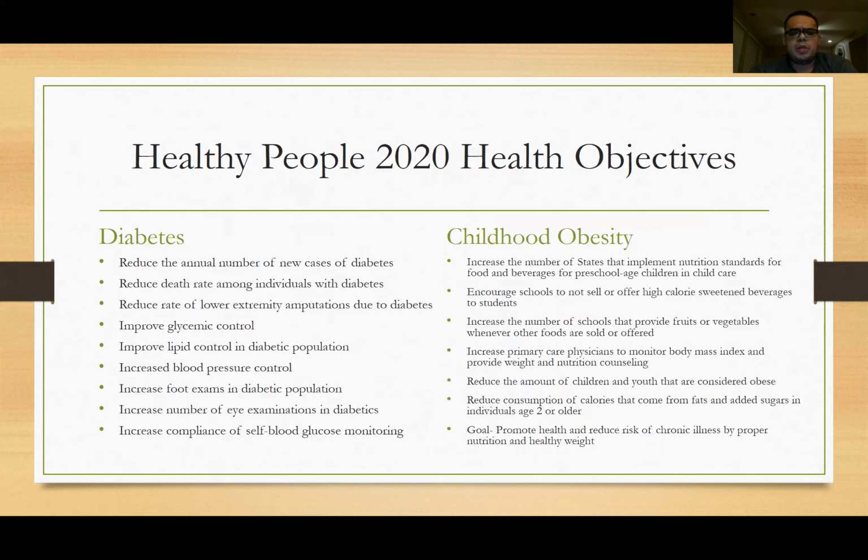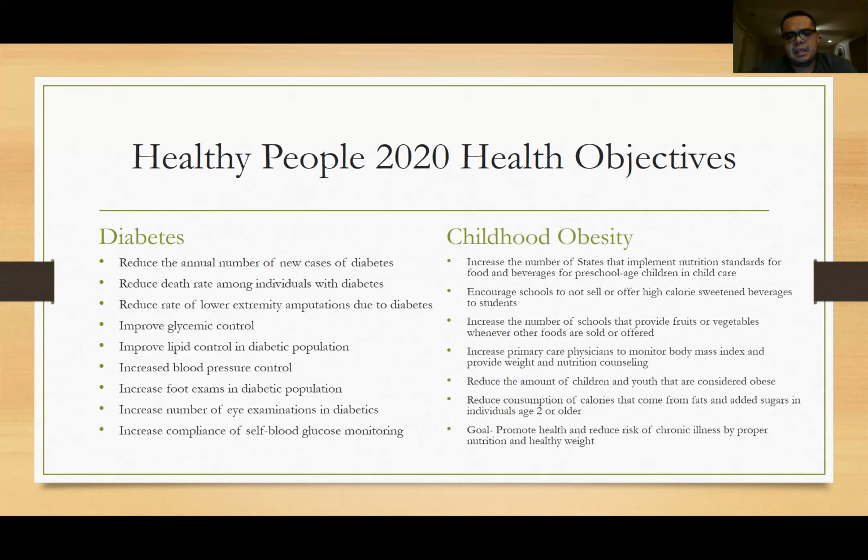What are the Healthy People 2020 health objectives? For diabetes, they included: reduce the annual number of new cases of diabetes, reduce the death rate among individuals with diabetes, reduce the rate of lower extremity amputations due to diabetes, improve glycemic control, improve lipid control in diabetic populations, increase blood pressure control, increase foot exams in this population as well, increase the number of eye examinations, and increase the compliance of self-blood glucose monitoring.